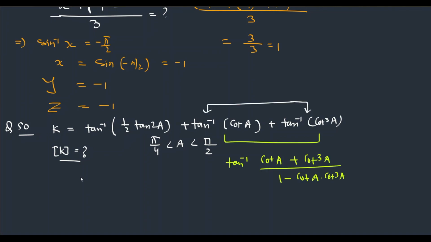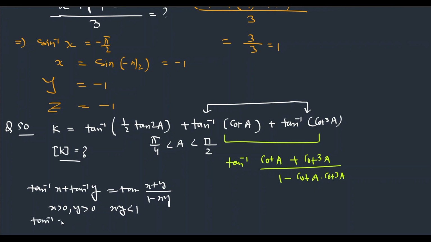So tan inverse of x plus tan inverse of y will be tan inverse of x plus y divided by 1 minus xy. The formula is valid when x is positive, y is positive and the product xy is less than 1. Now this formula: tan inverse x plus tan inverse y equals pi plus tan inverse of x plus y divided by 1 minus xy. This formula we will apply when x is positive, y is positive, but the product xy is greater than 1. So now how can we confirm which one we will take?